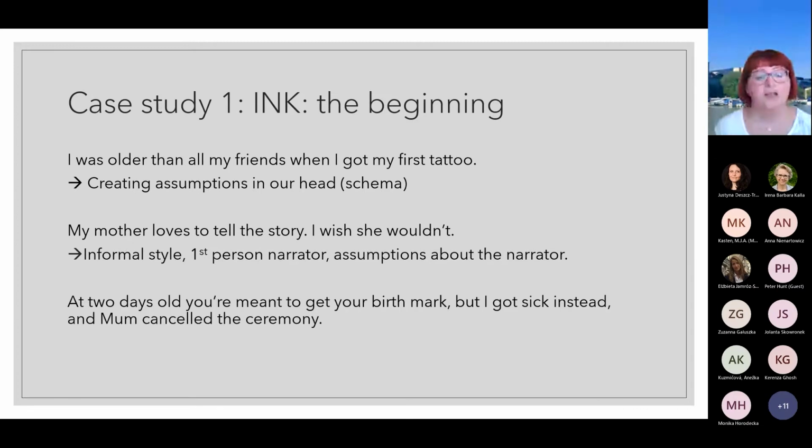However, the next sentence, "At 2 days old, you were meant to get your birthmark, but I got sick instead and Mom canceled the ceremony." Now, at this point, you think, okay, 2 days old, birthmark. You're not sure what it is, but the first sentence was about tattoos. So you're thinking, is it a tattoo? And this is getting really strange because I didn't expect an infant of 2 days being tattooed. So at this point, our assumptions are being challenged. Notice there's a birthmark, which is also marked, because normally when we talk about a birthmark, it's something you're born with, right? So it's not something that someone does to you. It's innate. So again, there's the deviation there.